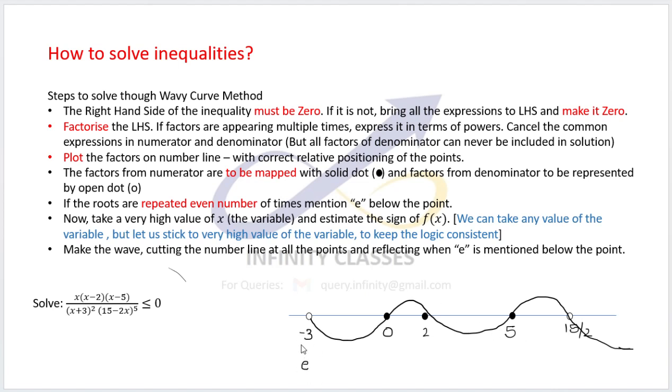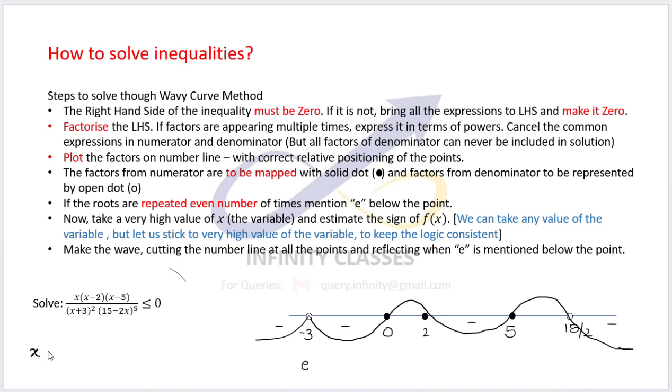But for this particular point, minus 3, E is written there. So wherever it is repeating an even number of times, I will reflect the wave. So this is reflecting. This is not crossing the line. This is going to reflect. Hence, the solution to this problem: I have to take all the negative values. This negative, this is negative, this is negative, and this is negative.